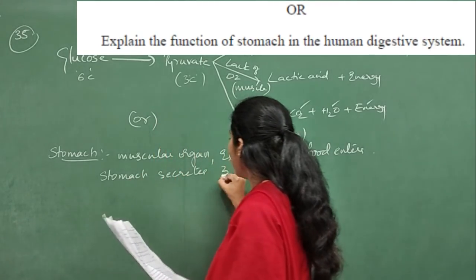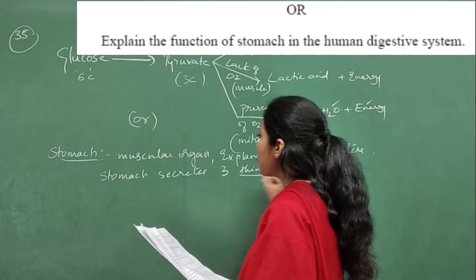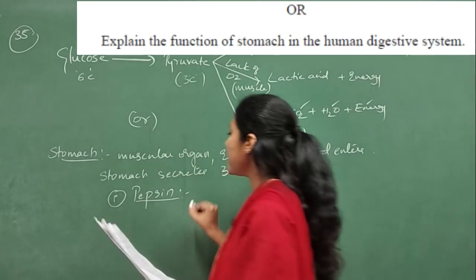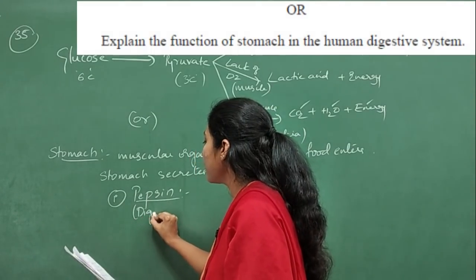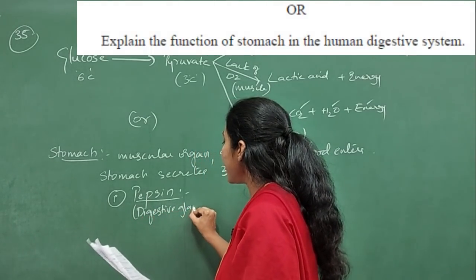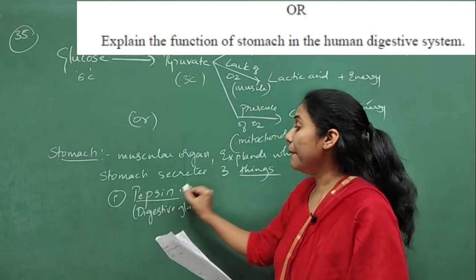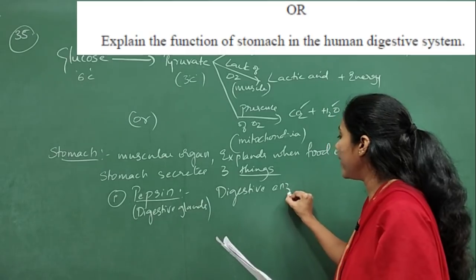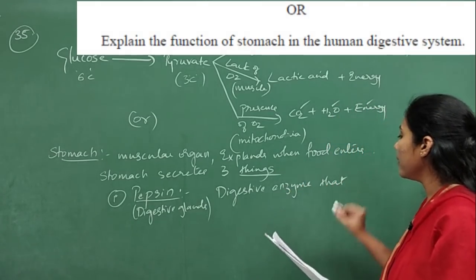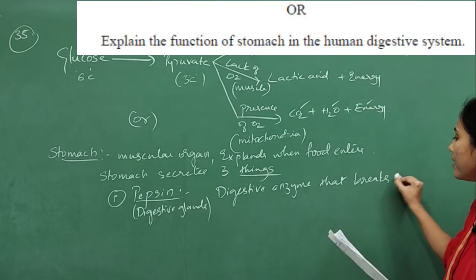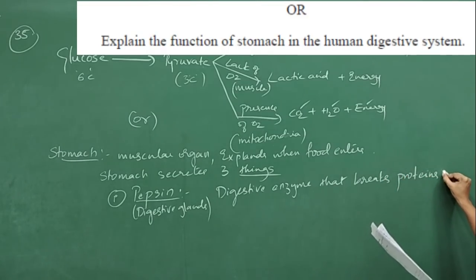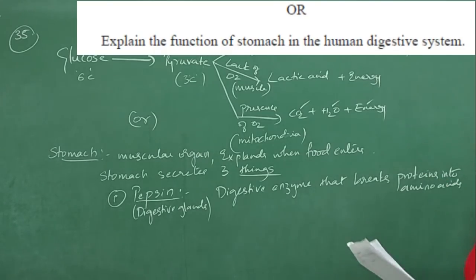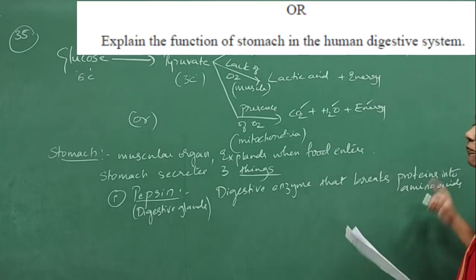And later this stomach secretes 3 things, right? So first one is it secretes pepsin. So what is pepsin? You know, pepsin is secreted in digestive glands. So you will have digestive glands inside the stomach. So they will secrete the enzyme pepsin. So pepsin is called a digestive enzyme that breaks proteins into amino acids, right? So this enzyme helps in the digestion of protein, right?